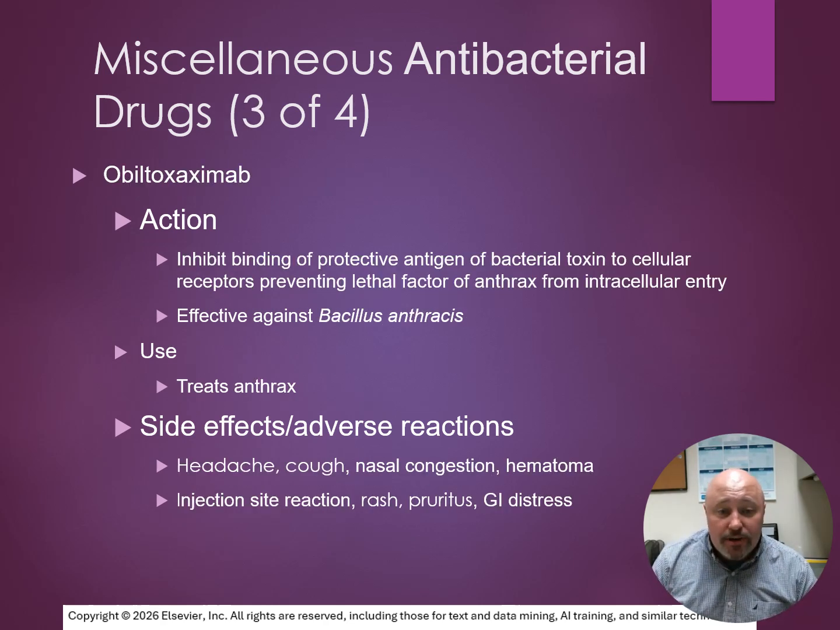Obiltoxaximab works to inhibit the binding of protective antigens of a bacterial toxin to cellular receptors, preventing the lethal factor of anthrax from intracellular activity. Again, treating anthrax, and would have side effects such as headache, cough, nasal congestion, hematoma, injection site reactions, rash, pruritus, or GI distress.